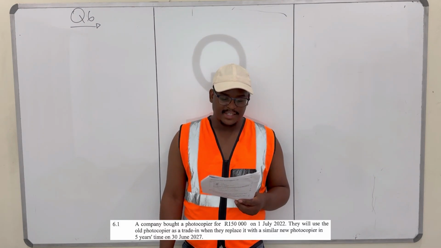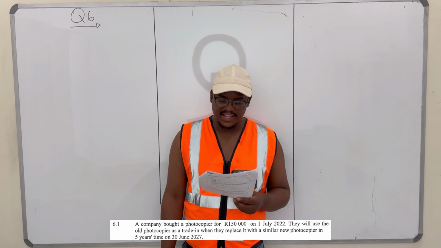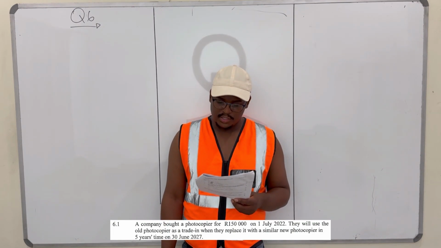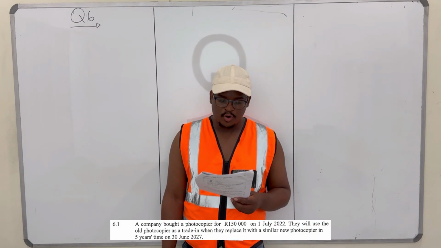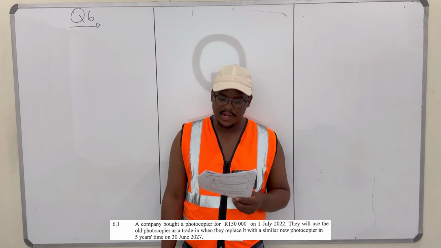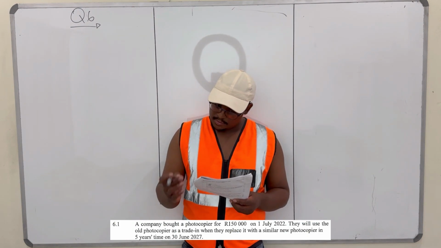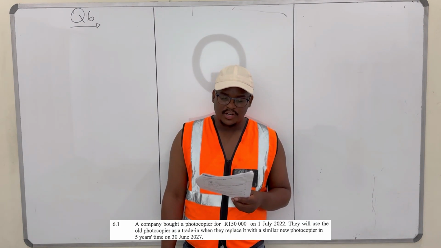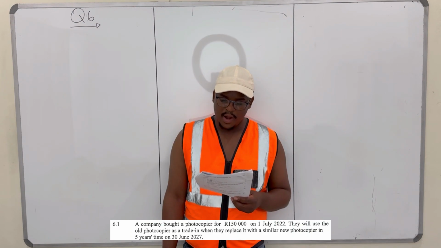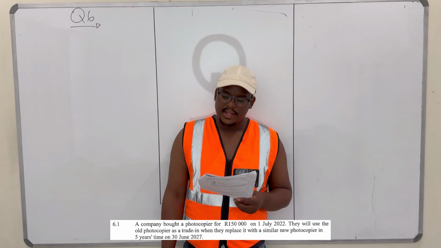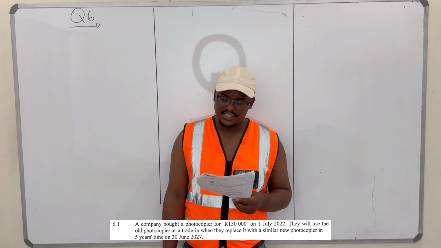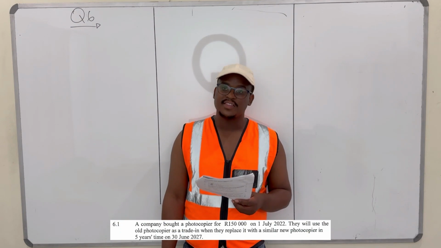Question 6. A company bought a photocopier for R150,000 on 1 July 2022. They will use the old photocopier as a trade-in when they replace it with a similar new photocopier in 5 years' time, on 30 June 2027. Let me read this again. A company bought a photocopier for 150,000 on 1 July 2022. They will use the old photocopier as trade-in when they replace it with a similar new photocopier in 5 years' time on 30 June 2027.